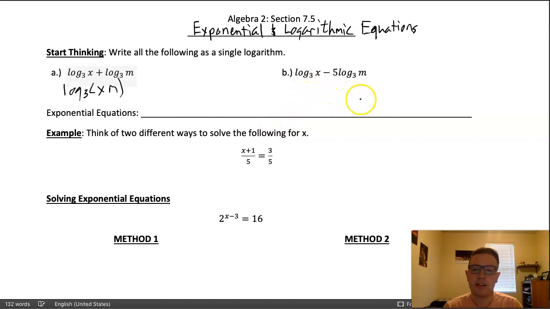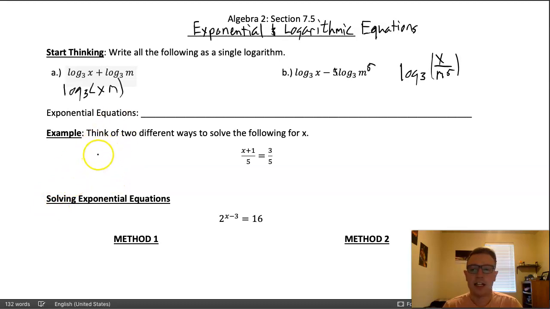What about log base 3 of x minus 5 log base 3 of m? We move the 5 over to the top of the m, so this is m to the 5th. And then subtraction means we divide. So this is the same thing as log base 3 of x over m to the 5.